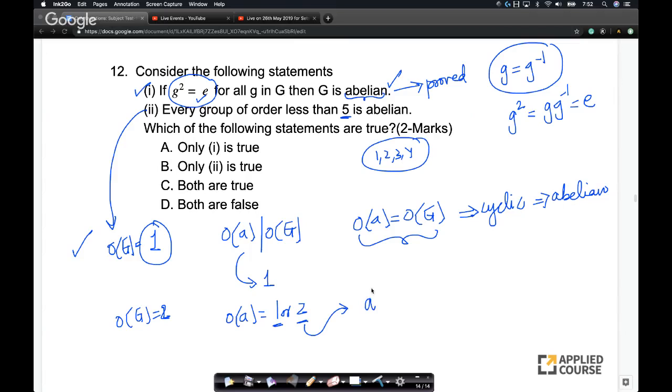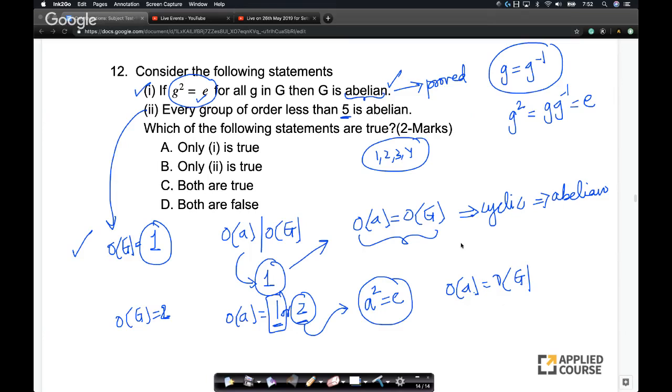We have a squared equals E, right? If the order of the element equals 1, then we go through the logic that we have seen in the case of order of element equals 1. So we can go through this case. If the order of the element equals 2, then there exists an element A where the order is equal to the order of the group, right?